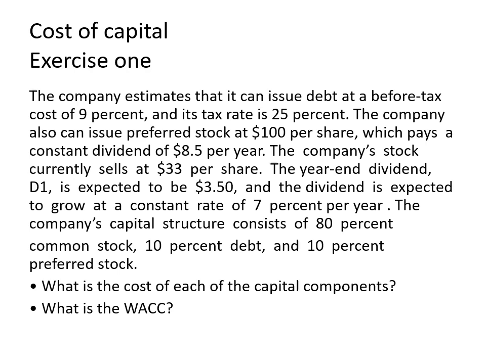The company's stock currently sells at $33 per share. The year-end dividend D1 is expected to be $3.5, and the dividend is expected to grow at a constant rate of 7%. The company's capital structure consists of 80% common stock, 10% debt, and 10% preferred stock, which means the total of this capital structure must equal 80 plus 10 plus 10, which is 100, the total capital of this firm.